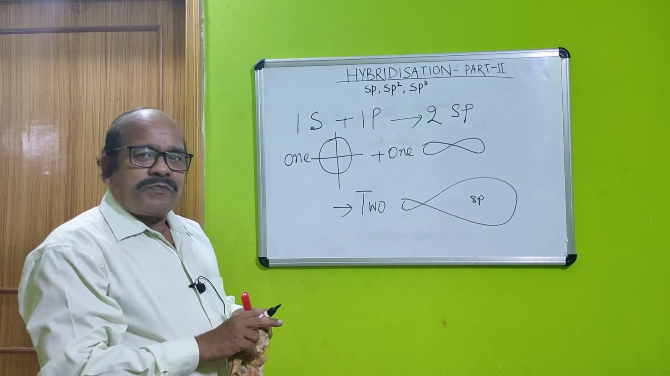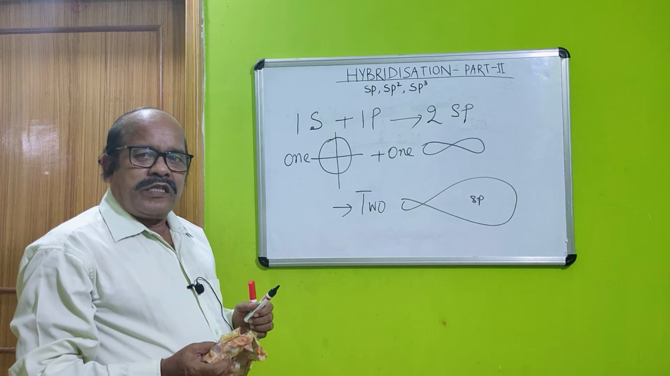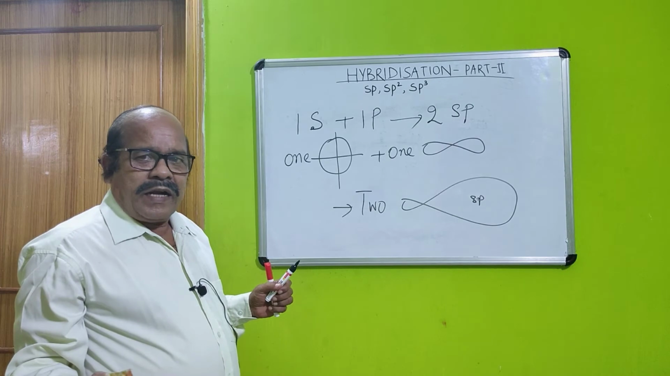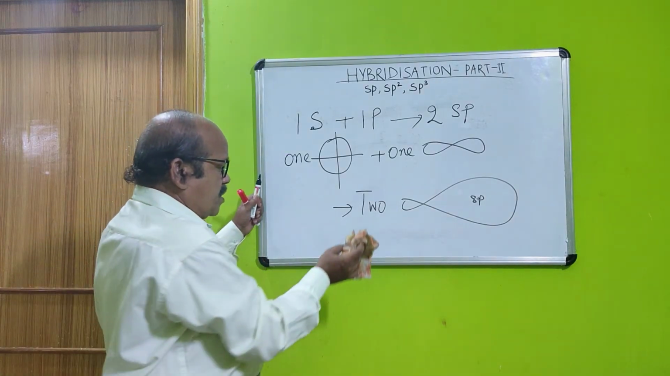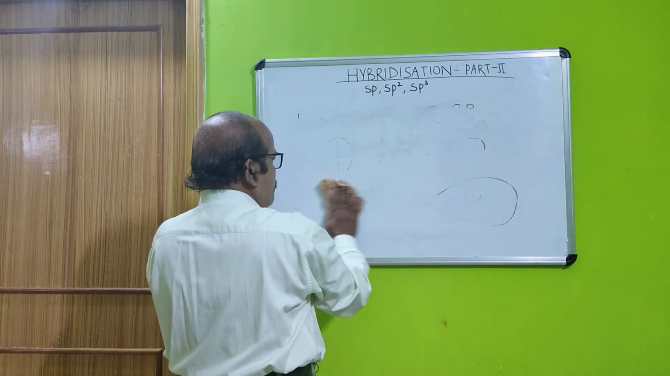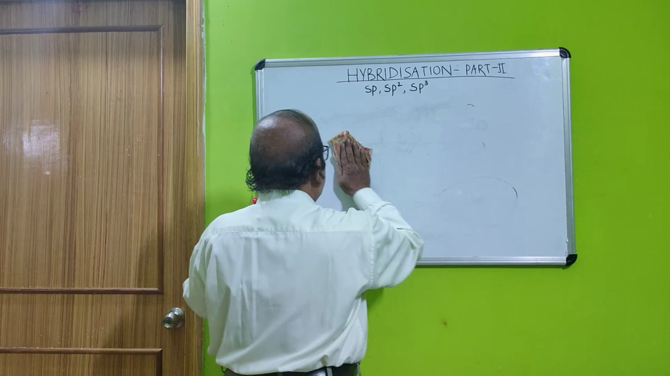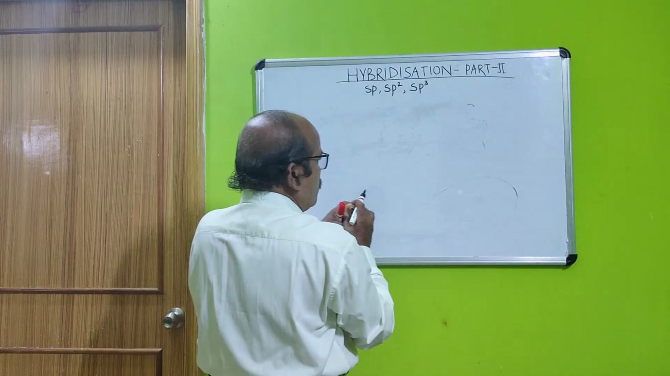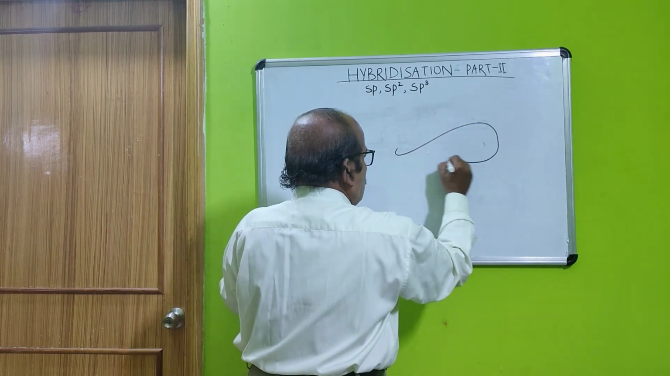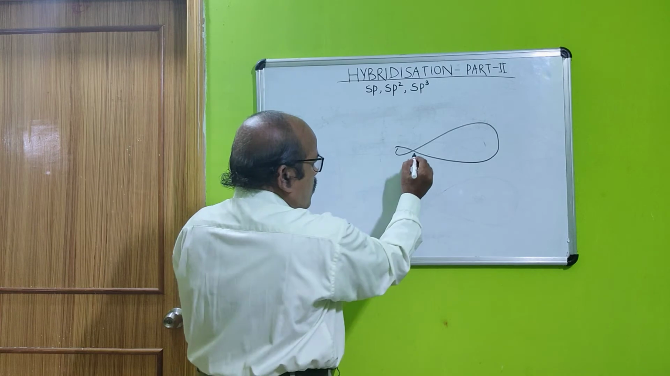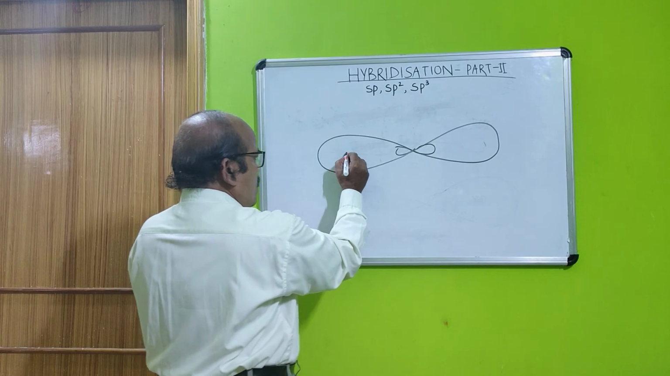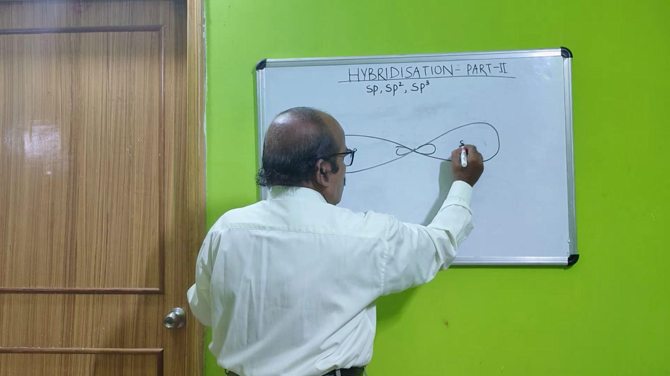Now these two sp hybrid orbitals, they will repel each other and try to remain at a far distance. That is possible only when this structure will be there. Like the 2sp, one is like this, the other one is like this. This is 1sp, this is 1sp.